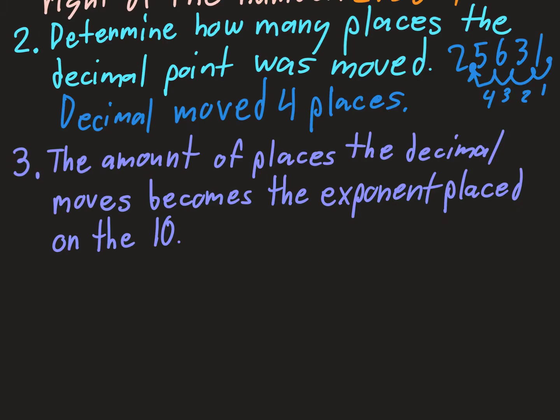The amount of places the decimal moves becomes the exponent placed on the 10. If the decimal moves to the left of the number, the exponent is positive, and if it moves to the right, it's negative. This is because when you multiply by the positive exponent, it's going to get bigger. And when you divide, like when you have a negative exponent, the number is going to get smaller than 1, which will make it a decimal.